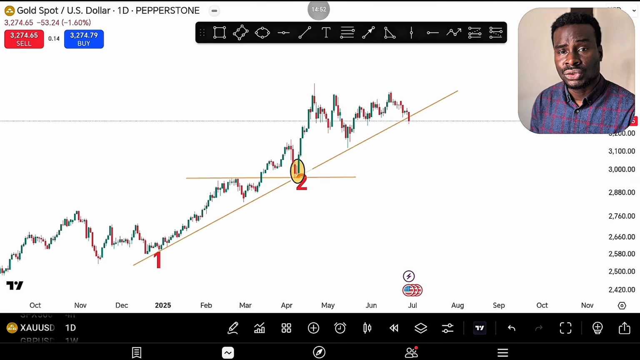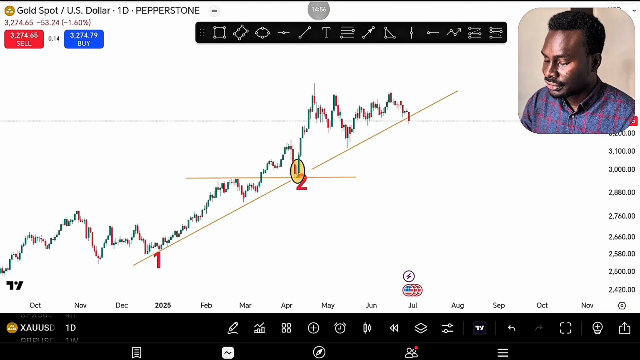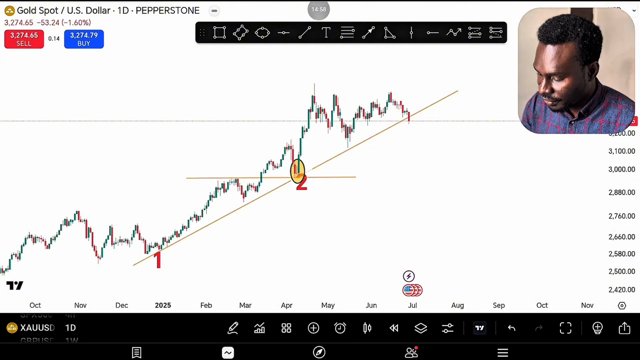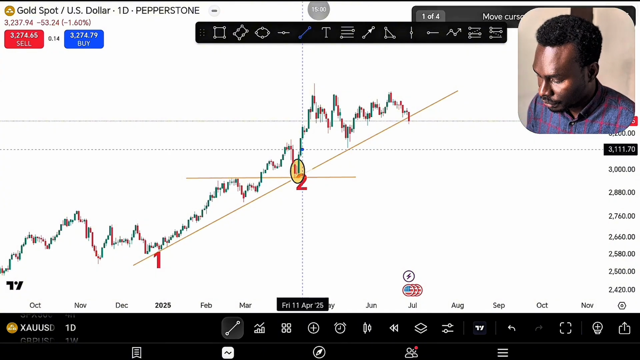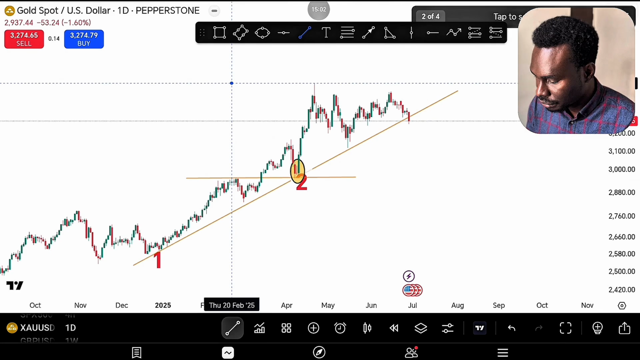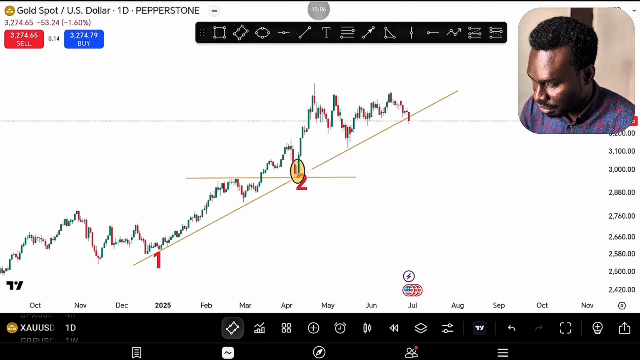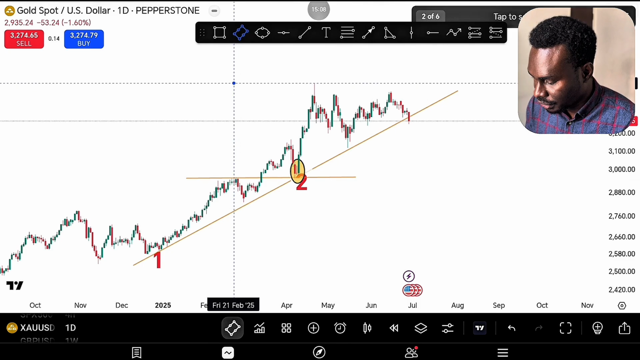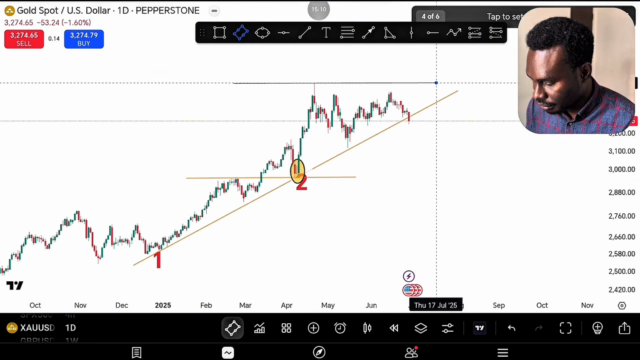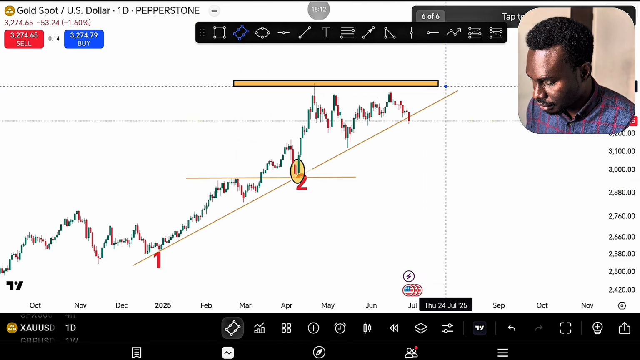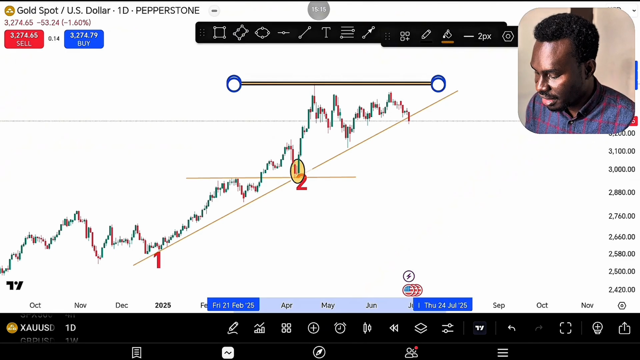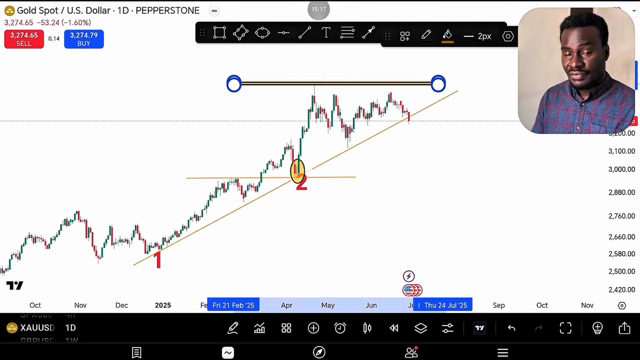You are using different tools here. I've talked about trend lines, and now I'm talking about market structure. You've seen that the market came to this high right here. The market made this high right here, and I'm just going to use a tool for that. So the market made this high right here and has failed to break it.